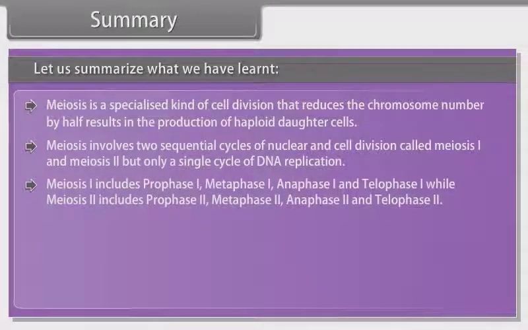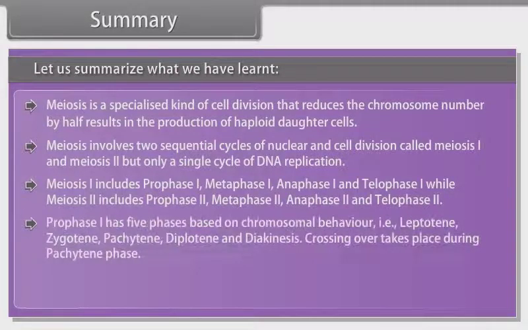Meiosis I includes prophase I, metaphase I, anaphase I, and telophase I, while meiosis II includes prophase II, metaphase II, anaphase II, and telophase II. Prophase I has five phases based on chromosomal behavior, that is, leptotene, zygotene, pachytene, diplotene, and diakinesis. Crossing over takes place during the pachytene phase.